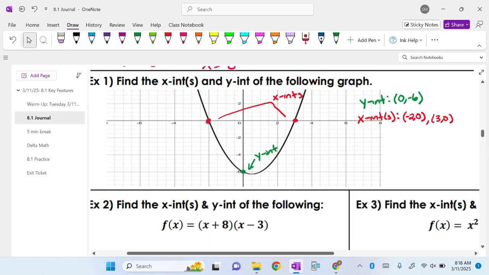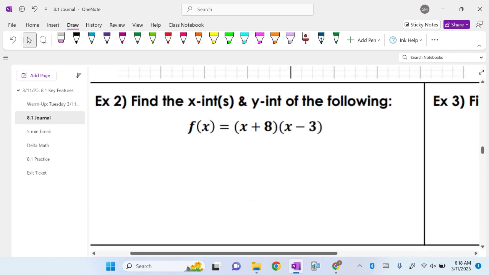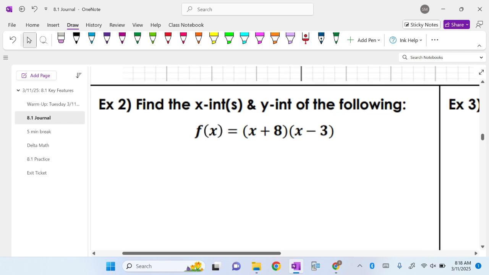Now, the next two examples, we're going to find the x-intercepts and the y-intercept. So, first off, what form is that function in? Factored, standard, graph? What form is that in? So let's go, Ralph. What form do you think that function's in? It's in factored form. So this function is in factored form.